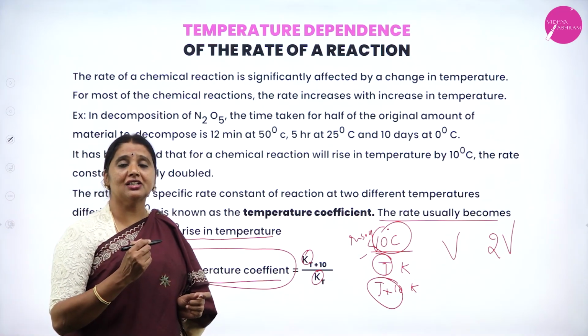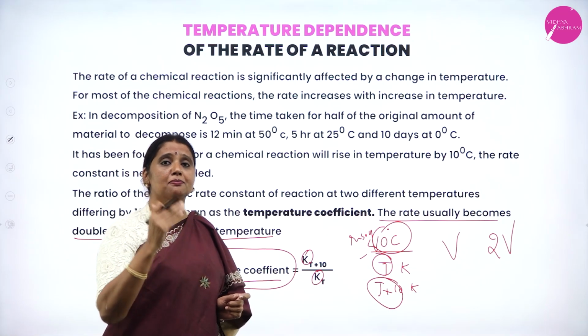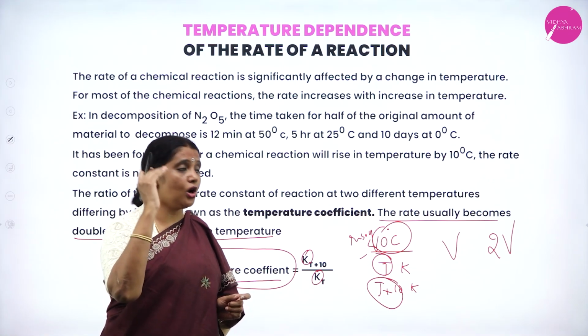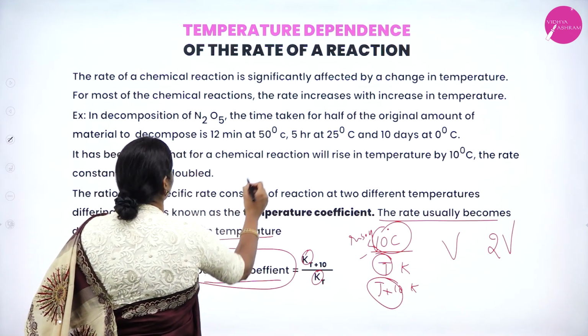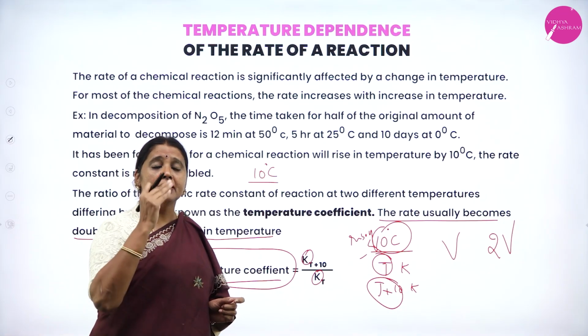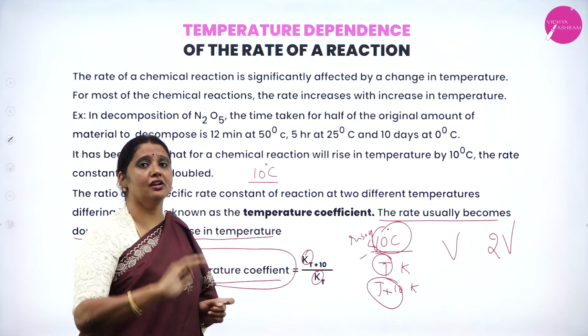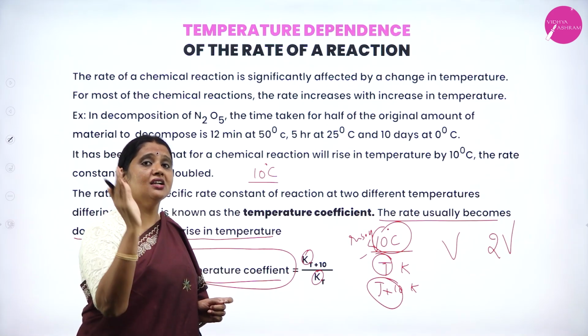So what's the initial temperature? Initial temperature is T Kelvin. What's the final temperature? T plus 10 Kelvin. I'm raising only how much temperature? I'm raising only 10 degrees centigrade. By raising 10 degrees centigrade, what will happen to the rate of the reaction? The rate of the reaction gets doubled.